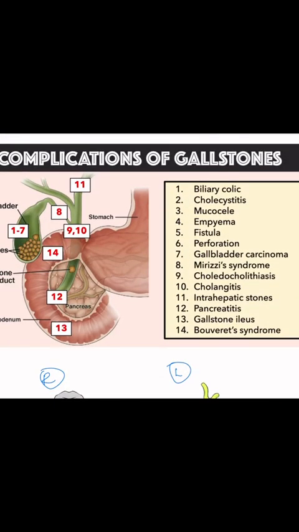So complications of gallstones, you can have biliary colic, you can have cholecystitis, inflammation, you can have mucocele, you can have fistula, perforation. We already talked about Mirizzi syndrome, a stone getting stuck in the common bile duct, infection, and so forth. A stone can move and obstruct the duct, leading to pancreatitis, and we already talked about this case. And there's also something called Bouveret's syndrome.